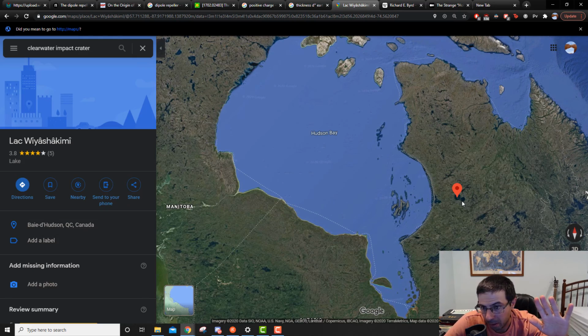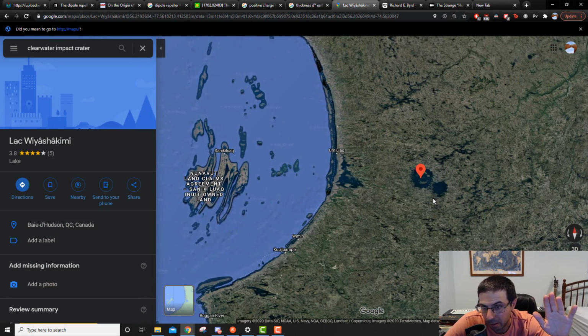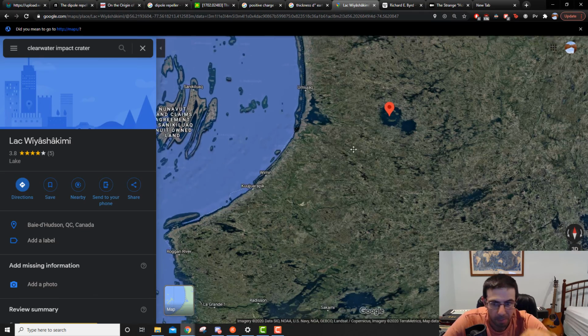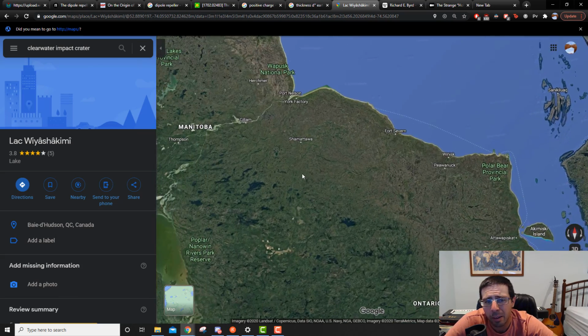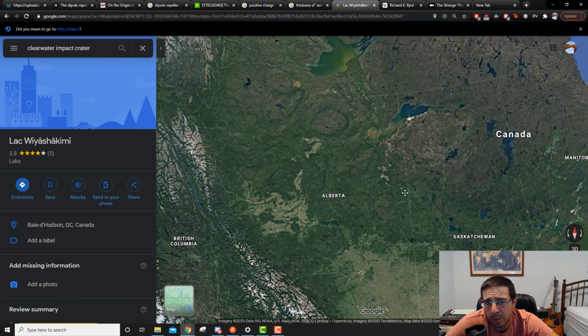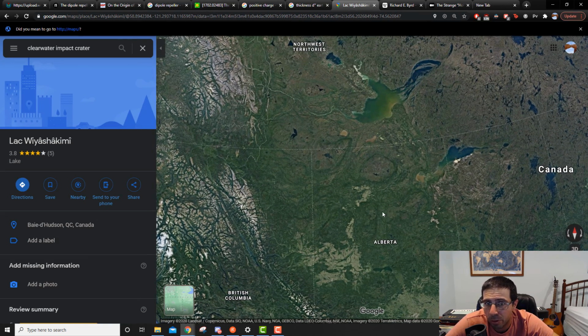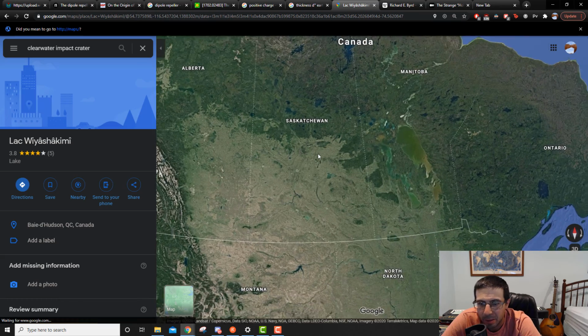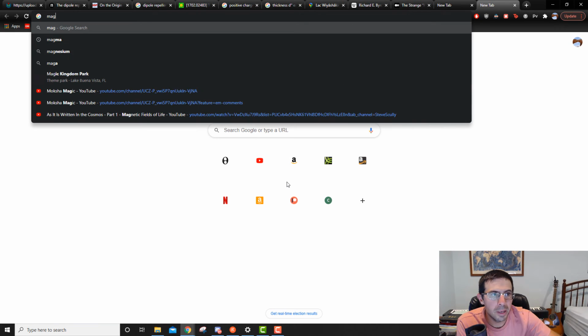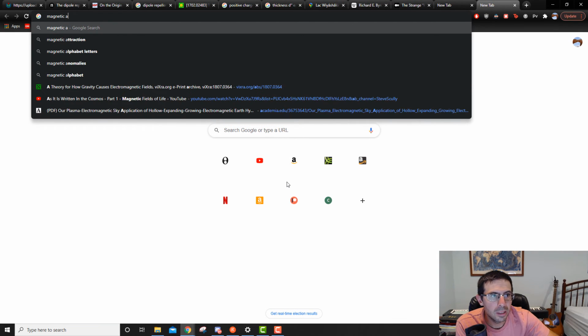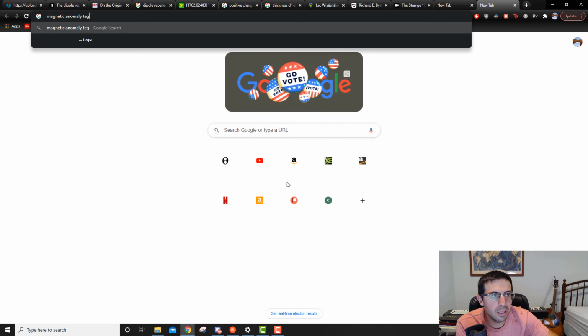Mind you, none of these are impacts because they're not. They're volcanic in origin, which is why they're localized. Like, here's another one. They're all over Canada. I'm literally just looking at Google Maps and seeing them everywhere. And then there's somewhere in Canada that has a magnetic anomaly. It's called like the Tega magnetic anomaly. I don't know, Canada.